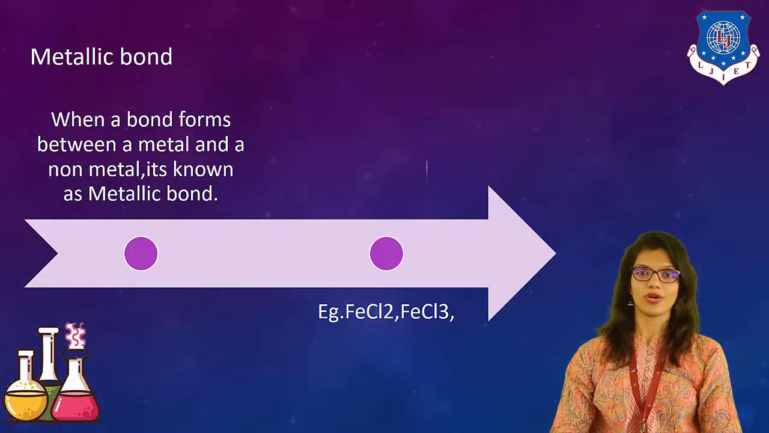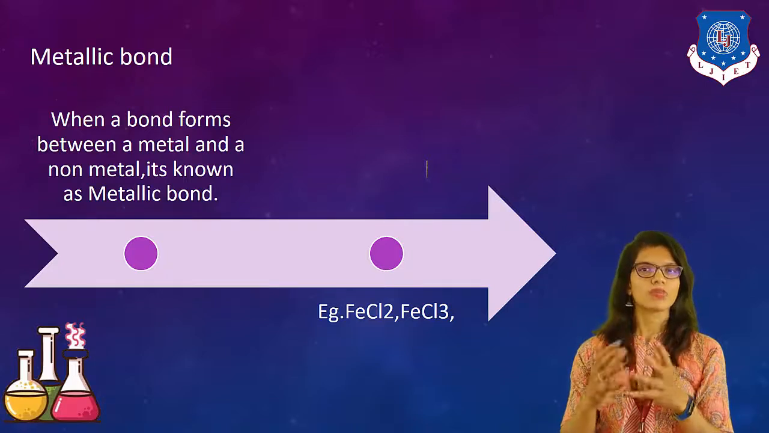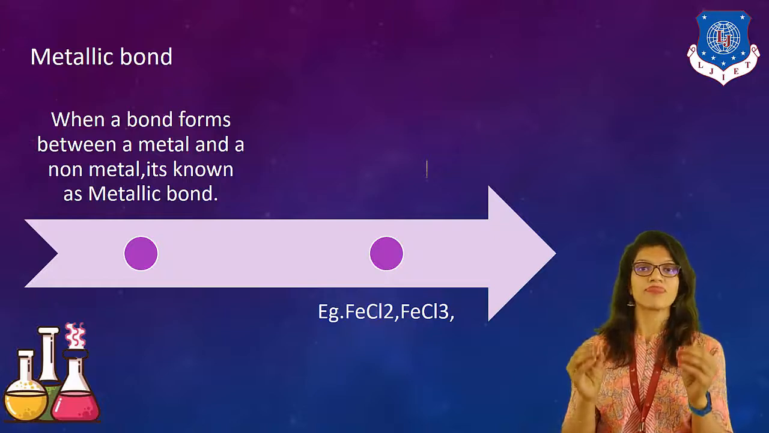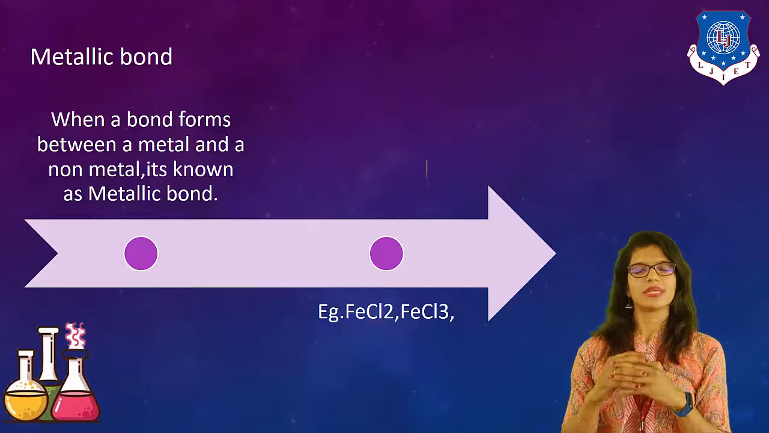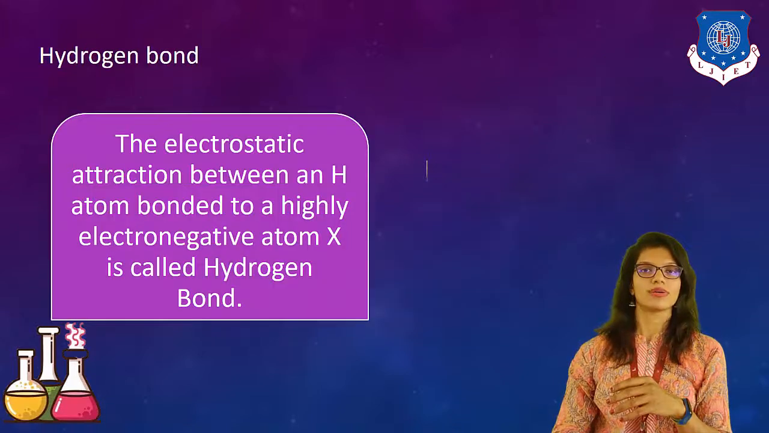Metallic bond is basically a bond which is formed between a metal and a non-metal. That means a metal atom and a non-metal atom combine together or attract each other through a bond which is known as metallic bond. For example, we have FeCl2, FeCl3, K2CrO4, K2Cr2O7 or KMnO4. These are the best examples of metallic bonds. That means it contains two different kinds of atoms, a metal and a non-metal. Both of them come together and form a very unique compound.